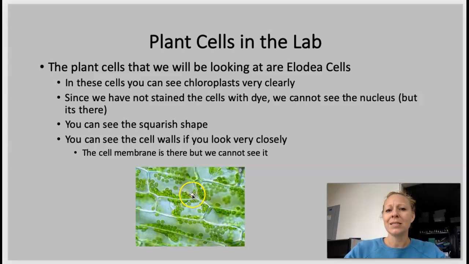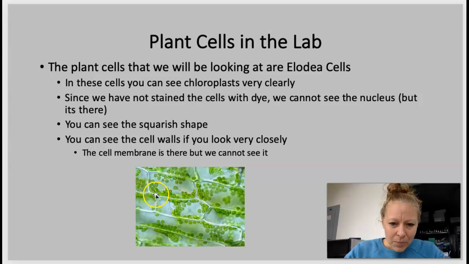We are not going to be staining these with Lugol solution or iodine. And so therefore, we won't be able to see the nucleus, but the nucleus is there. We can't see it because we didn't stain it, but it doesn't mean that it's not there. It's a eukaryotic cell, and so it's present.